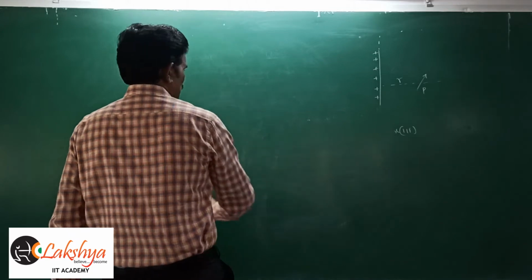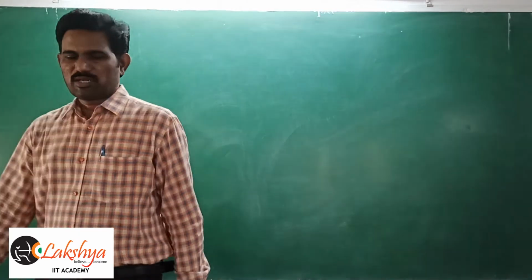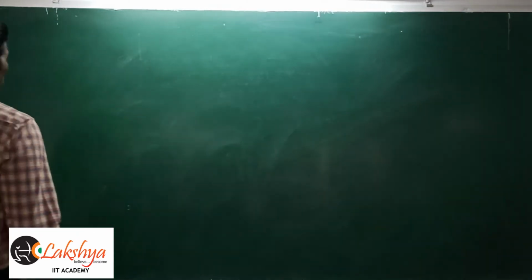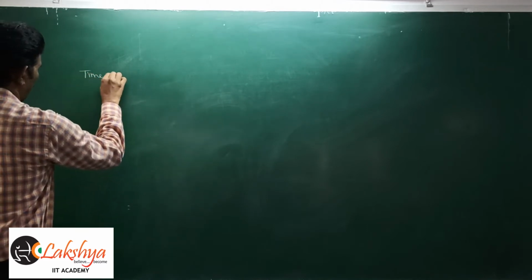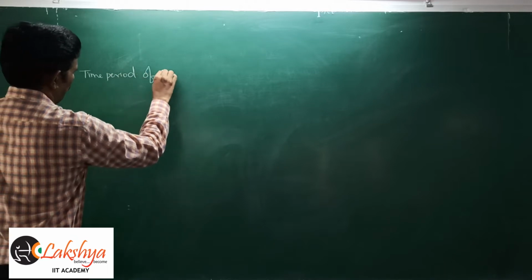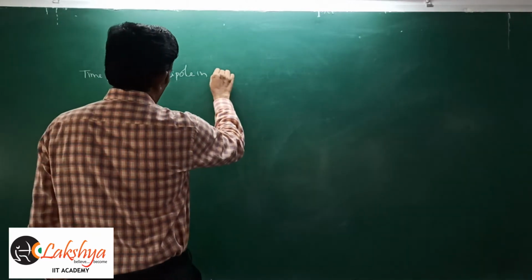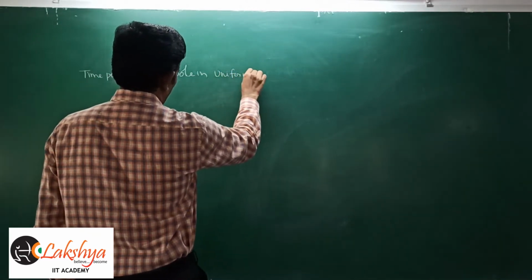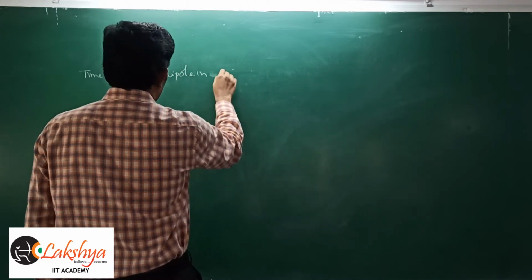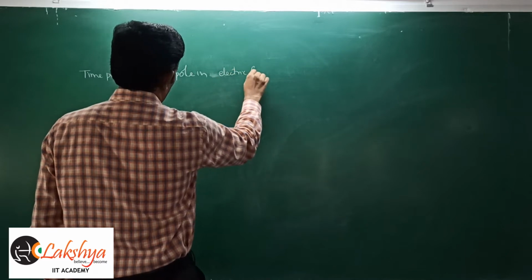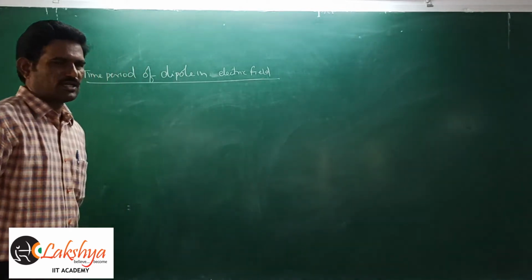Next here, let us consider if the dipole is placed in uniform electric field, the time period of oscillation we need to calculate here. Time period of dipole in electric field. External electric field is considered when it is placed in external electric field.